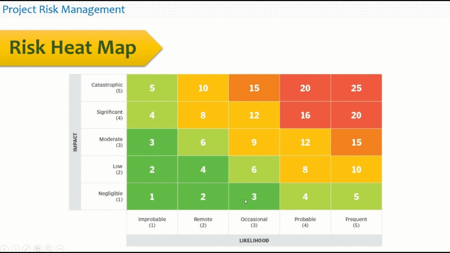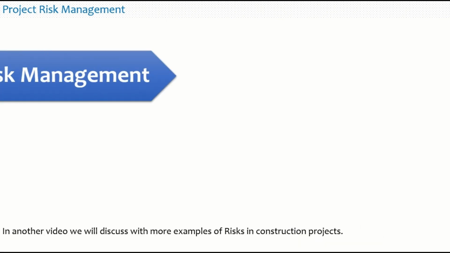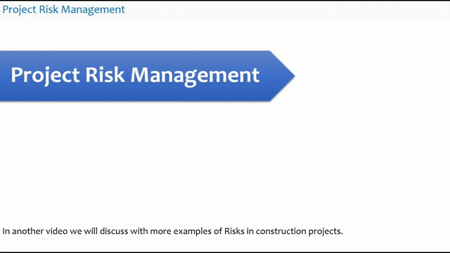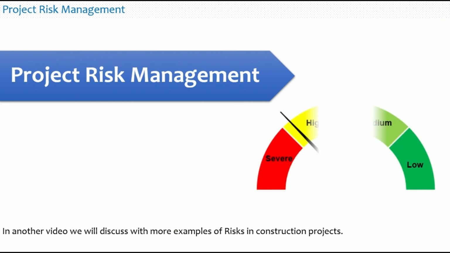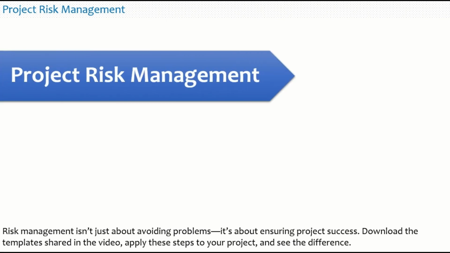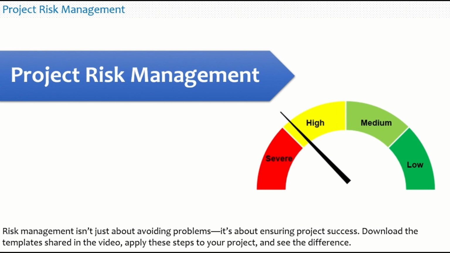So based on the risk score, which is nothing but impact multiplied by likelihood, you will decide which zone your risk falls in, and accordingly your planned response will be decided. In another video, we will discuss more examples of risks in construction projects. Risk management is not about just avoiding problems, it's about ensuring the project's success.